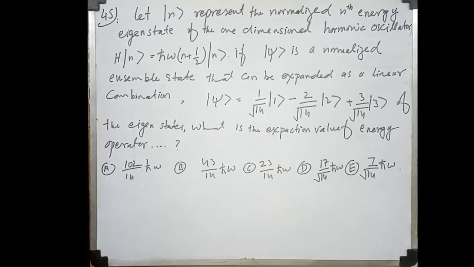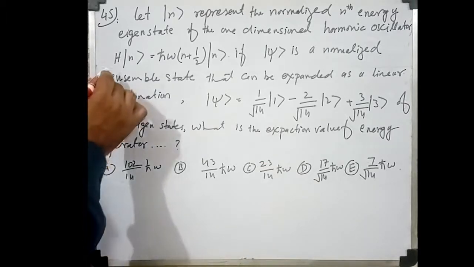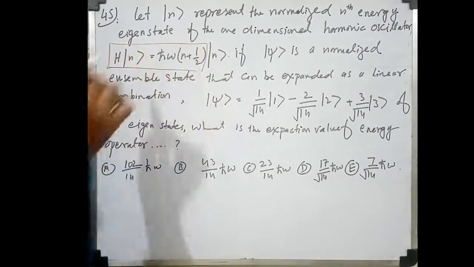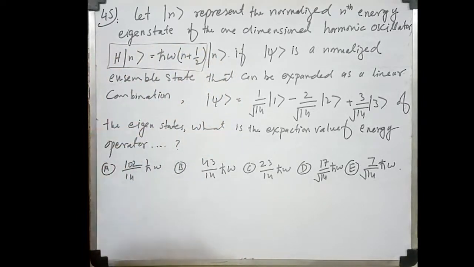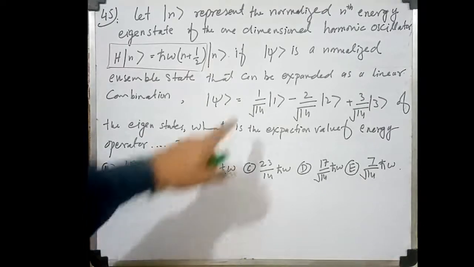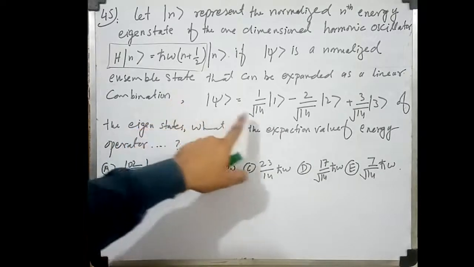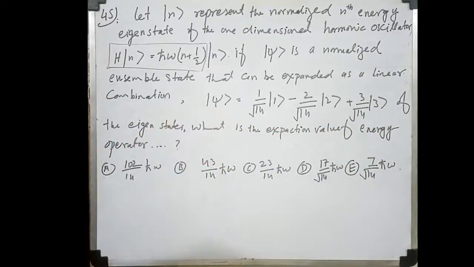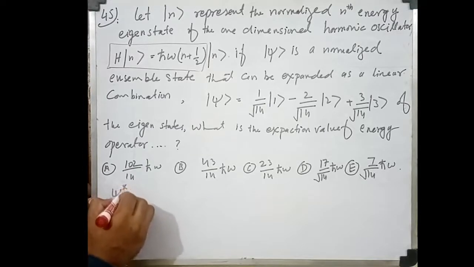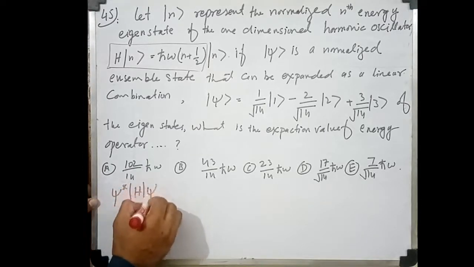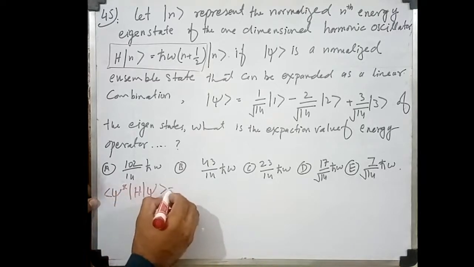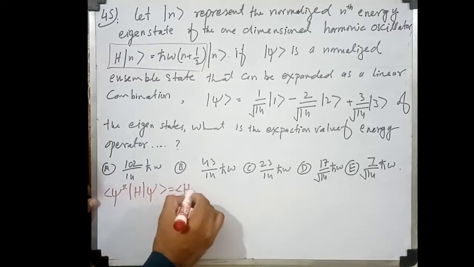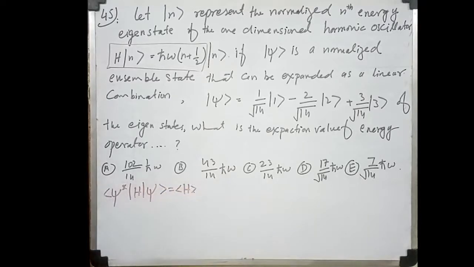We have a one-dimensional harmonic oscillator whose Hamiltonian is given, and the function psi can be written as a linear combination of these states, and psi is normalized. So we have to find the expectation value of H. The formula for the expectation value is the inner product of psi with H psi, which is equal to the expectation value of H, the energy operator.